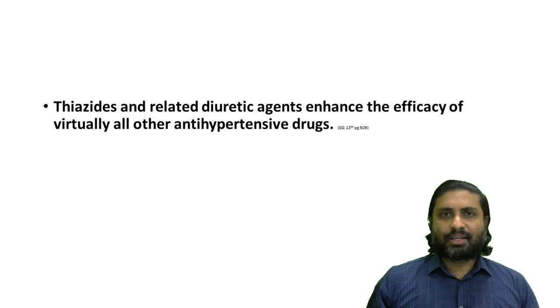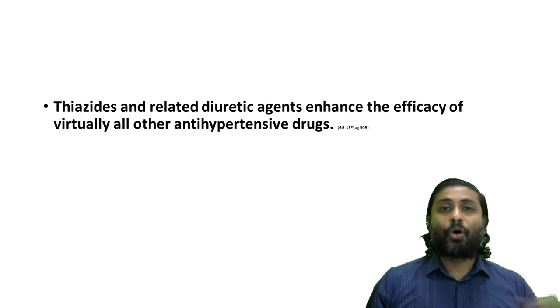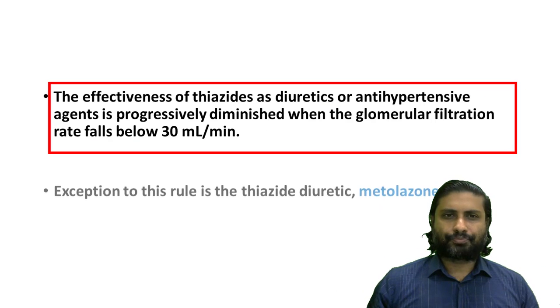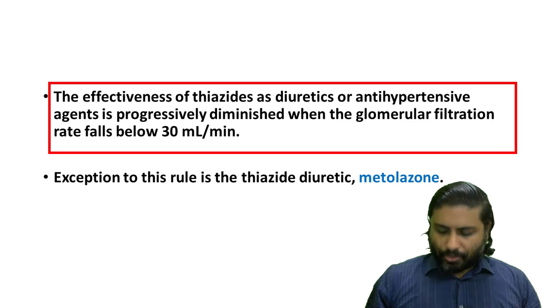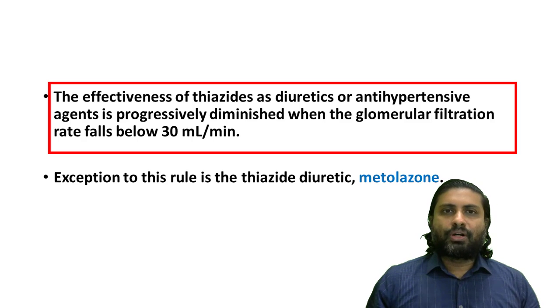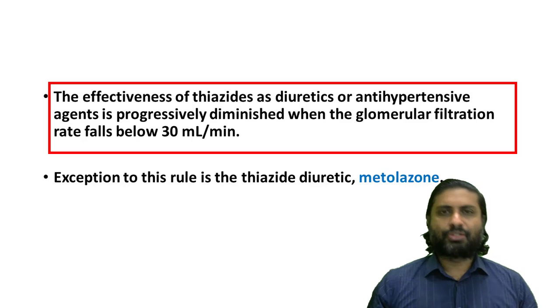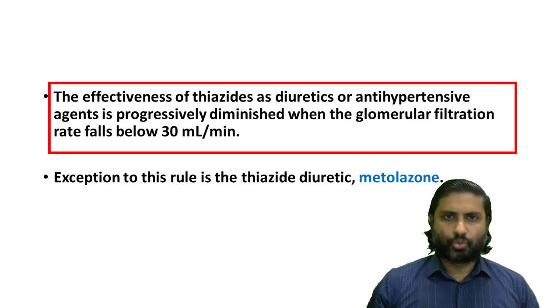Having said that, thiazides and related diuretic agents increase the efficacy of virtually all other antihypertensive drugs. Now, thiazide diuretics may not work in patients with renal failure, especially if the GFR falls to values below 30. But there is one exception to this rule, and that is metolazone.